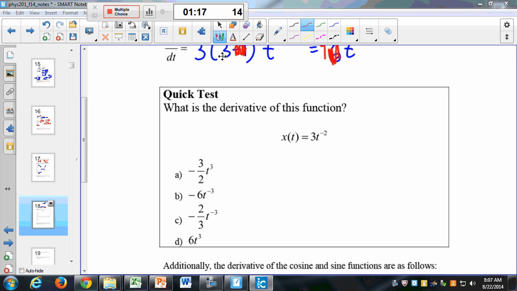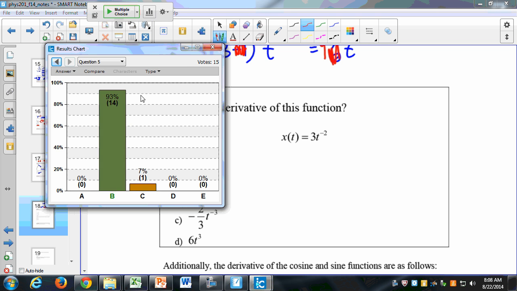Alright, so a few more seconds. I'll stop at, say, 125. Looks like we're still missing one person out there. Alright, that's got to be right.